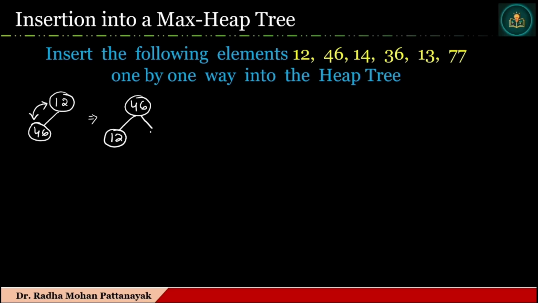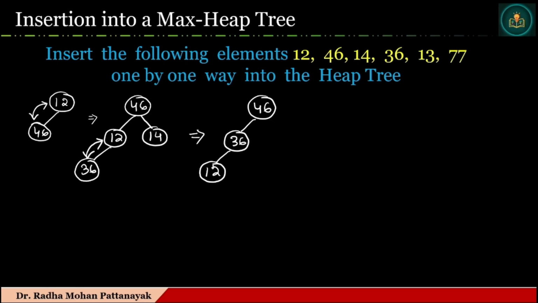Then now we will insert 14. So insert 14 as the right child of 46. If you compare, the parent node value 46 is more than 14. That's why there is no problem. Now we will insert 36. 36 will be inserted as the left child of 12. But after insertion of 36, the value of 36 is more than its parent node, that is 12. So what will we do? We need to make a swap. If we swap, then we will get the tree as 46, then 36 will become the parent, then 12 will become its left child, right? Then 46's right child is 14.